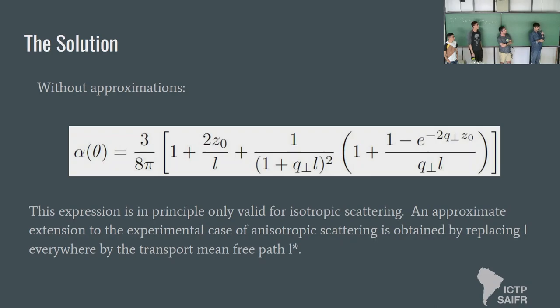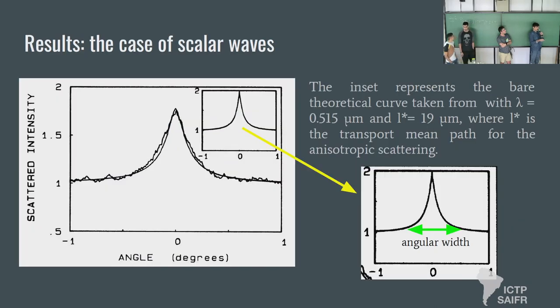Okay, so first we have this expression here that's very important for our model. And here we have this panel that shows the scattering intensity by angle in degrees. In this set, we have the representation of the equation in the last slide. We have lambda equal to 0.5 micrometers and L, the transport mean free path for anisotropic scattering. An important thing you need to notice is the shape of this curve, which has this peak centered at angle equal to zero.